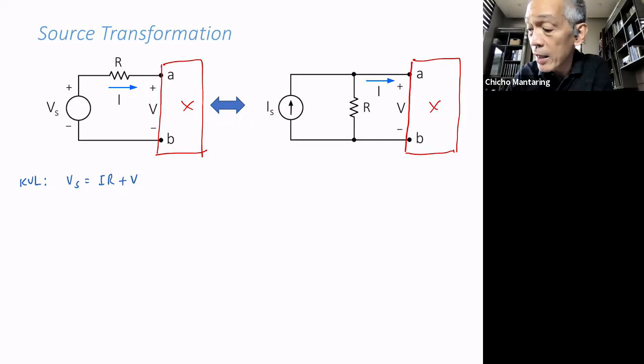Dito naman sa kanan, gagawa ako ng KCL. What is my KCL there? My KCL there is I sub S is equal to this current. But what is this current? The value of the voltage across my resistor is V. This voltage is across my resistor. So what is this current? This current is just V over R plus I.